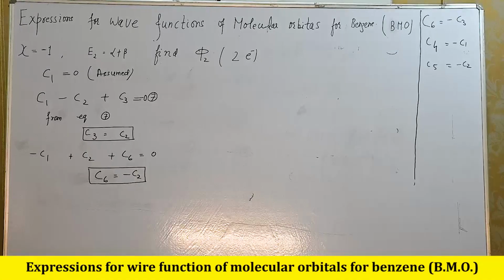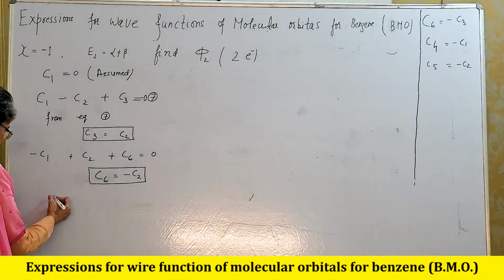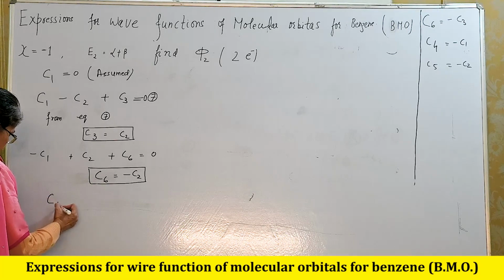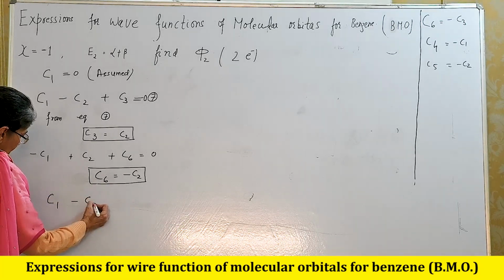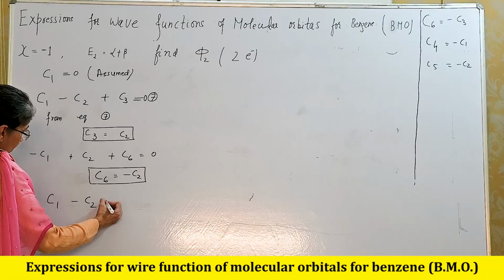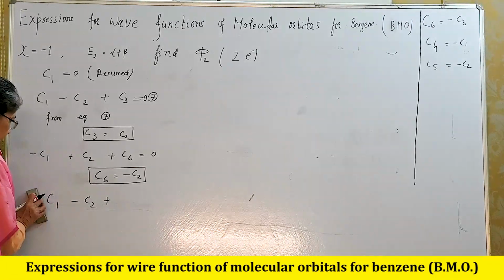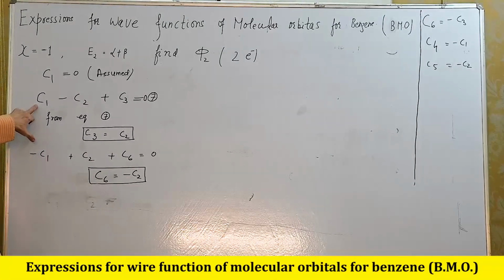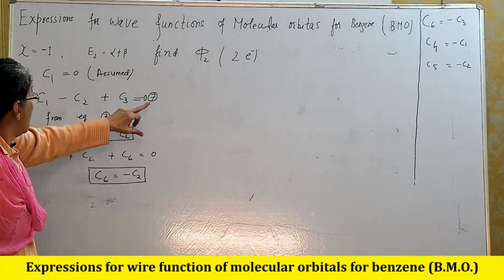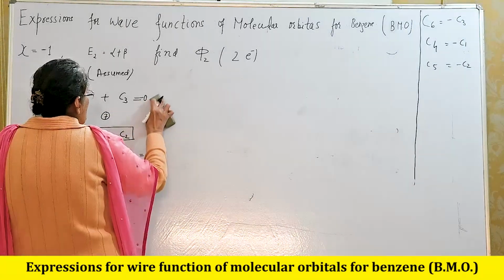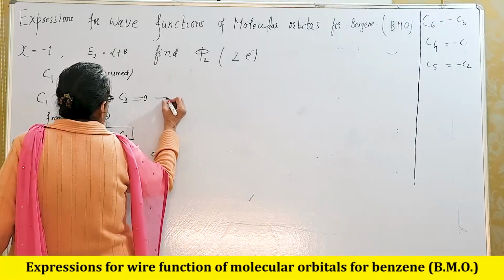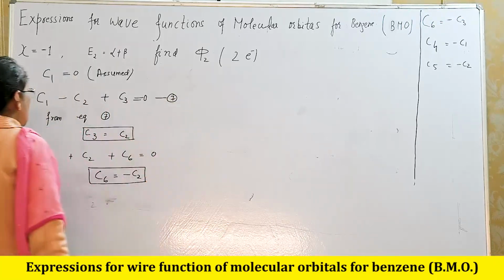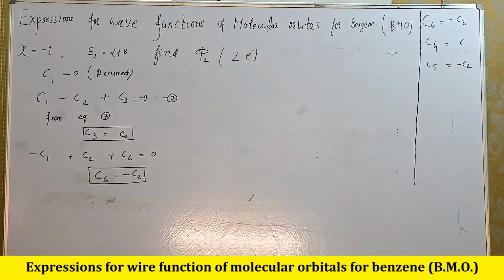For C4 we can take that C1 minus C2 plus C3 equals 0. This is equation number 7, and C3 is equal to C2.